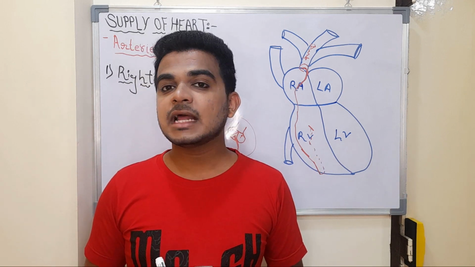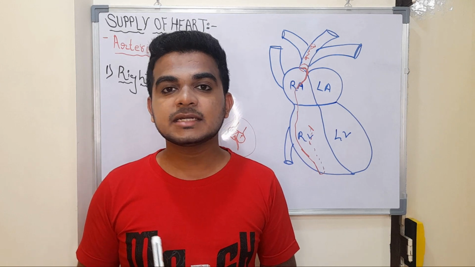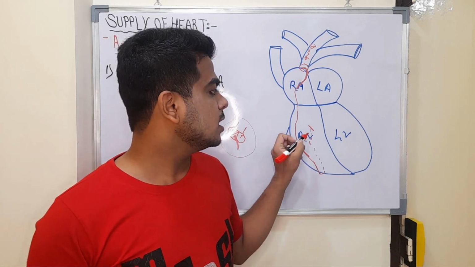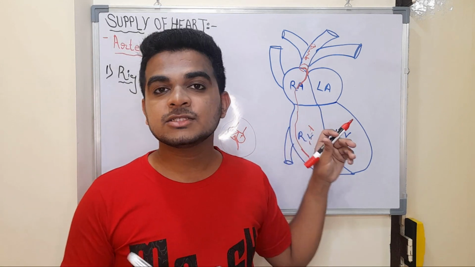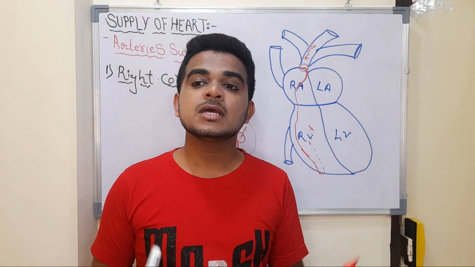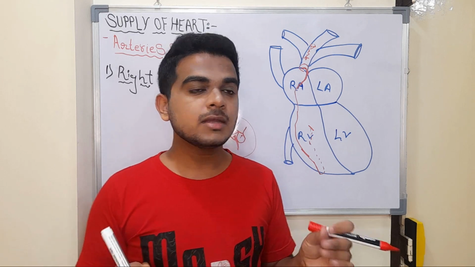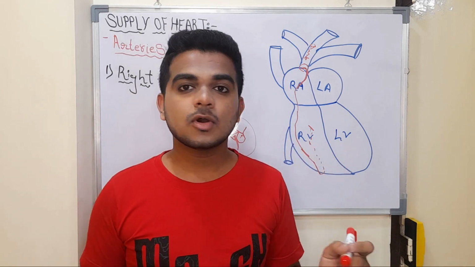I will explain that when I explain the branches of the coronary arteries, right and left. Here a circumflex branch is coming, and both arteries anastomose. Anastomose means the two arteries join. That joining part is called anastomosing of arteries.